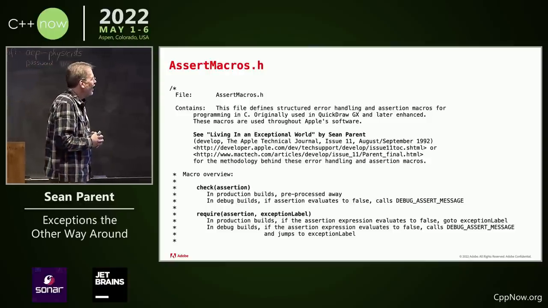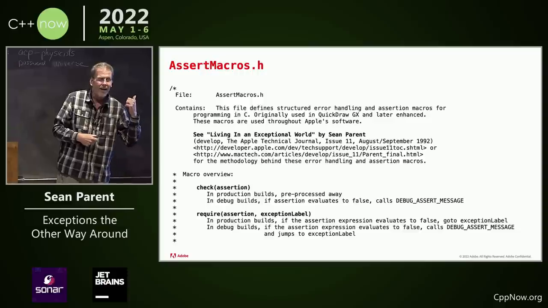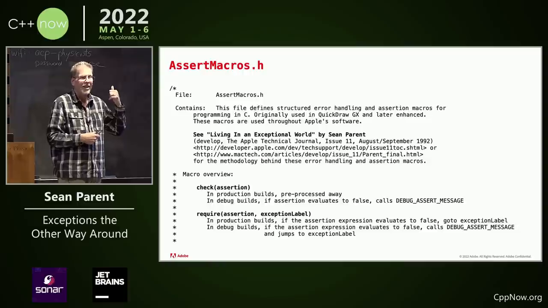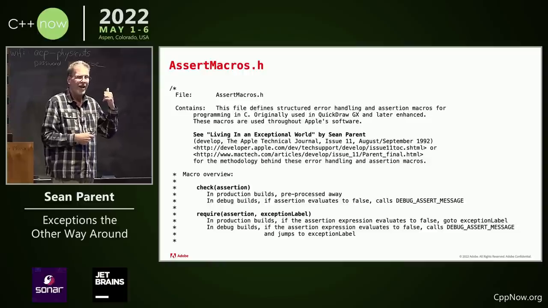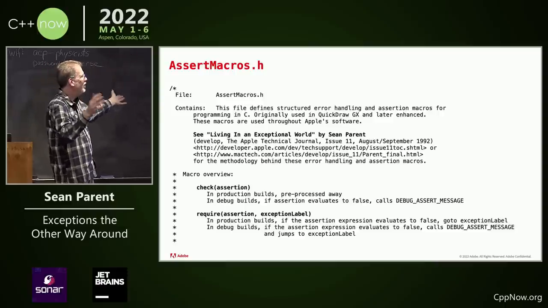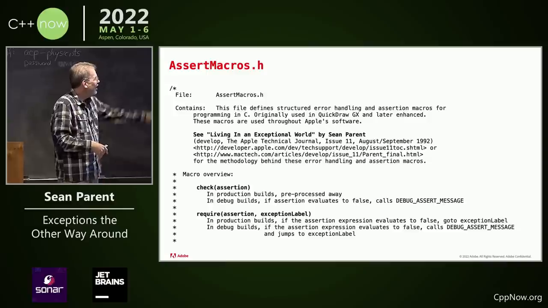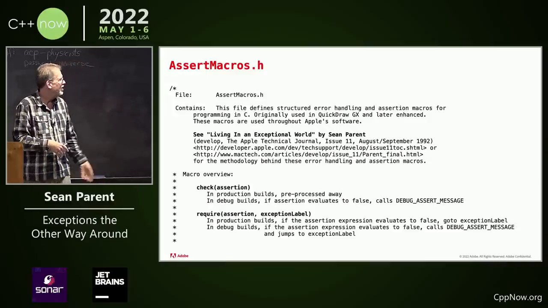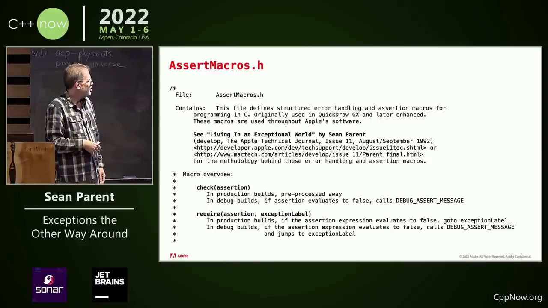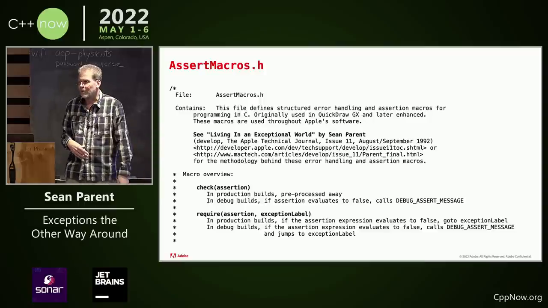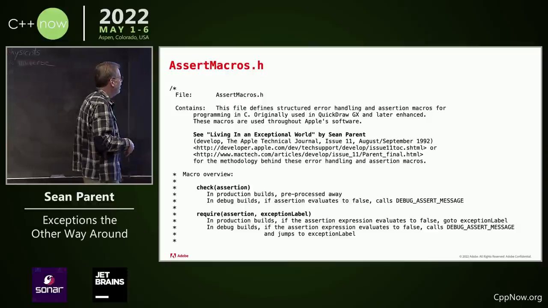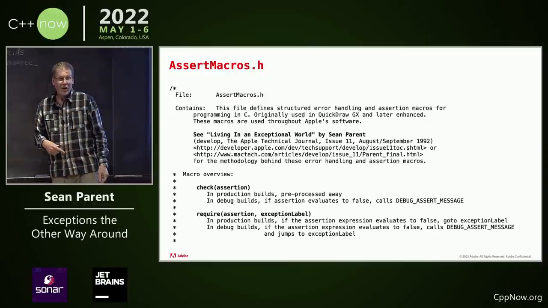Okay, that article that I just mentioned is cited here. If you have a Macintosh, you can open up AssertMacros.h on your machine. It will be installed with Xcode, and I assume anybody in this room who has a Mac has Xcode installed. And it cites my article, Living in an Exceptional World, and it has a couple of links. I think one of them is dead, but one of them will still work. And this was a set of macros for handling exceptions in C. I used the wonderful macro names, check and require, all lowercase.